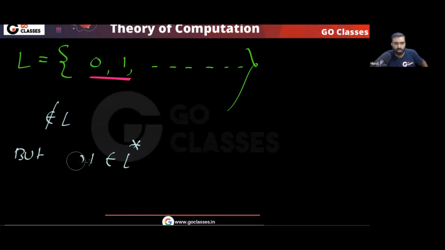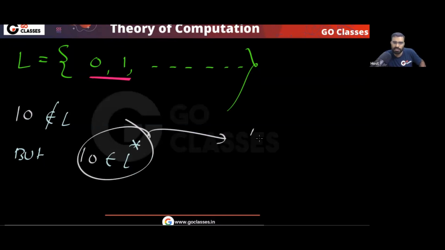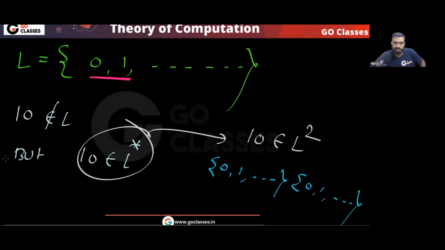Similarly, can you create 1, 0? See, 1, 0 also does not belong to L, but 1, 0 belongs to L star. What is the reason? Because you can easily create 1, 0 in L square. In L you have 0, 1, and there are more strings. What you can do is take 1 from here and take 0 from here.